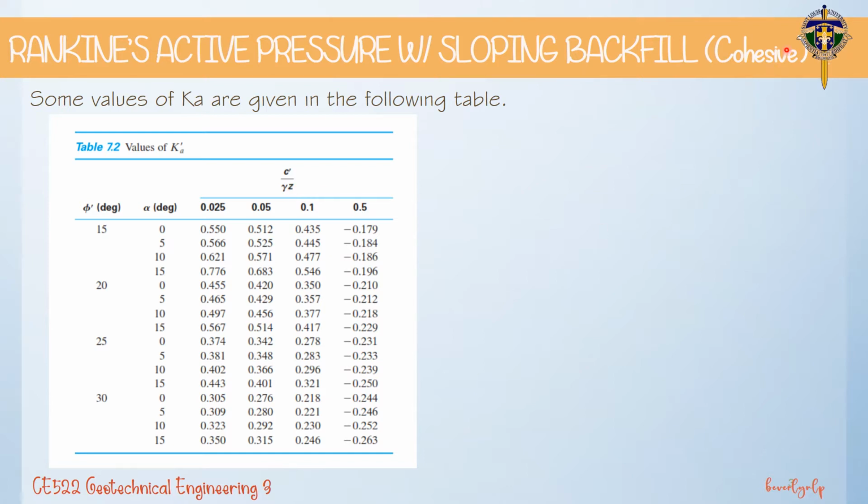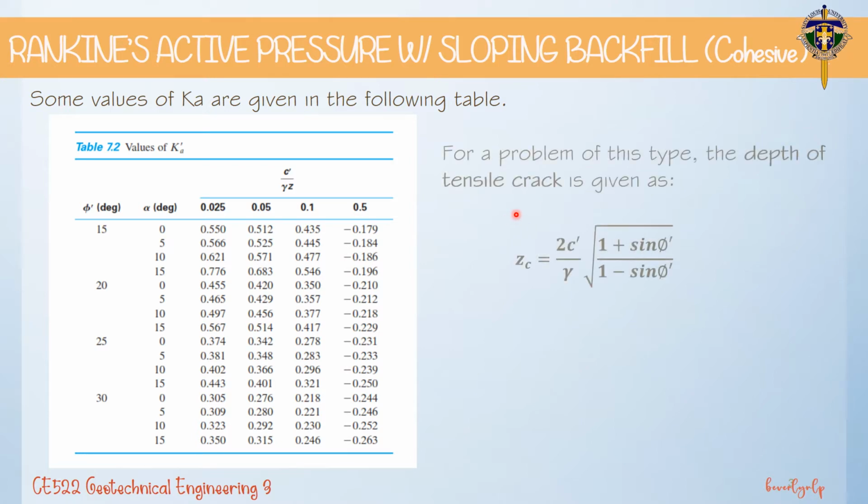So again, if the soil is cohesive, there are two scenarios that can occur. Either the force will occur before the tensile cracks or after the tensile cracks. So we can determine the depth of the tensile crack using this equation. So that is Z of C is equal to 2C prime divided by gamma, the quantity multiplied by the square root of 1 plus sine the angle phi divided by 1 minus sine the angle phi.